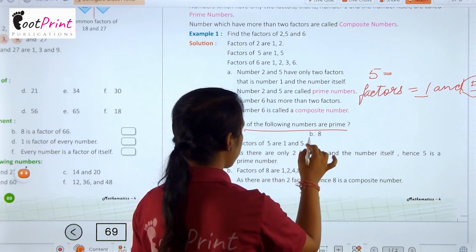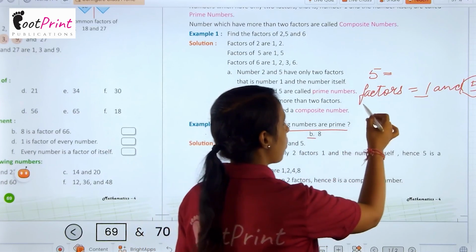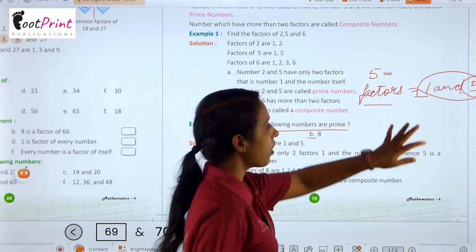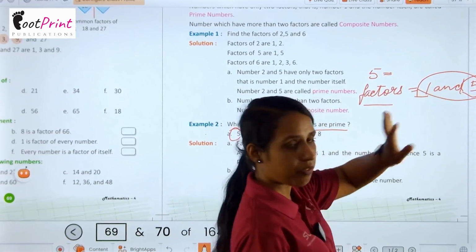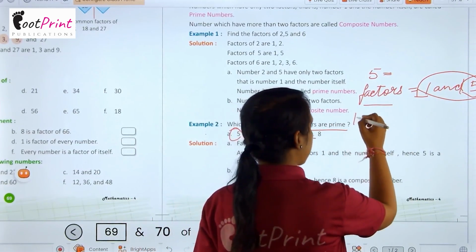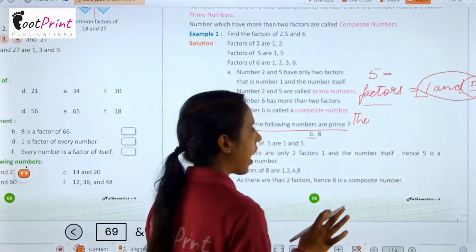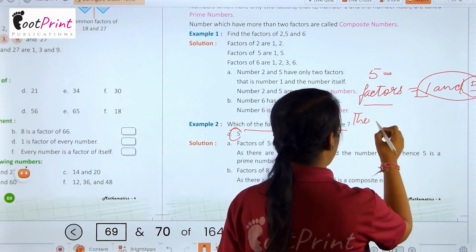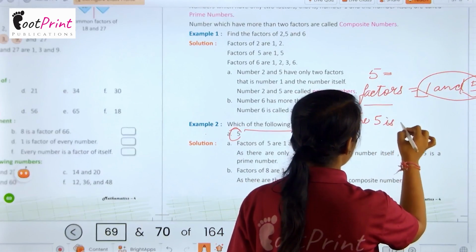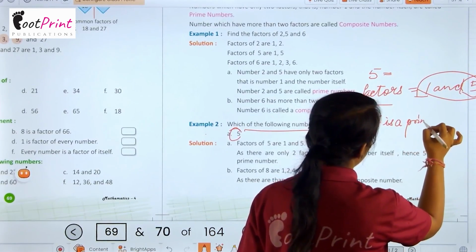Here we have two factors of 5, that is number itself and 1. So we can write that the number which has only two factors, it is a prime number. So the 5 is a prime number.